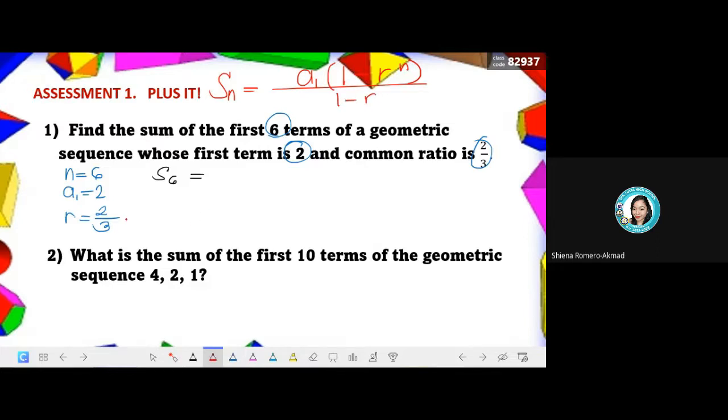Okay, substitute. So we'll have 2 times 1 minus 2/3 raised to 6. Let's use a bracket here. Divided by 1 minus 2/3. So, we raise 2 over 3 to 6.